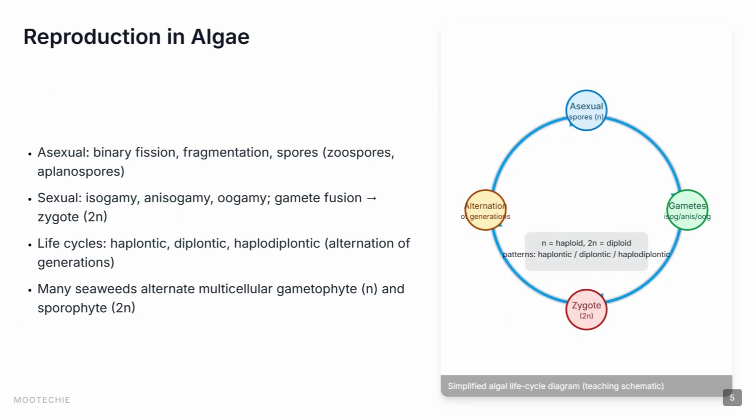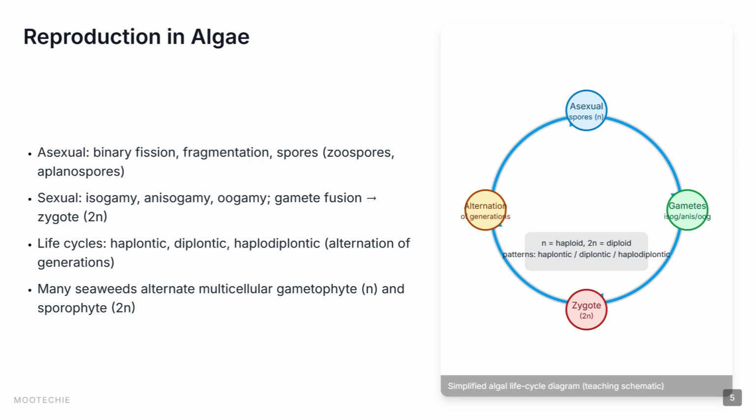Moving on to reproduction in algae. Algae reproduce asexually through methods like binary fission, where a cell splits in two, fragmentation, where a piece breaks off to form a new individual, and by producing spores such as motile zoospores or non-motile aplanospores. Sexual reproduction involves the fusion of gametes and can be isogamous with similar-sized gametes, anisogamous with differently sized gametes, or oogamous, where a large egg is fertilized by a small sperm. This fusion creates a diploid zygote.